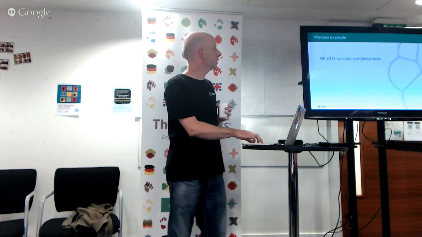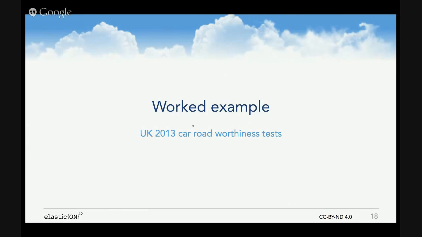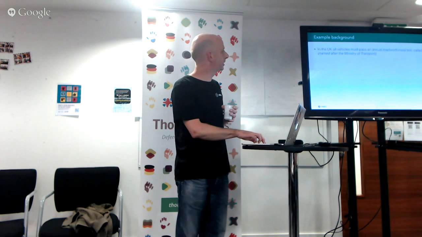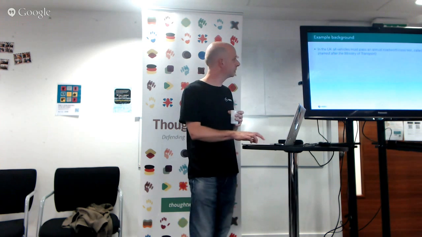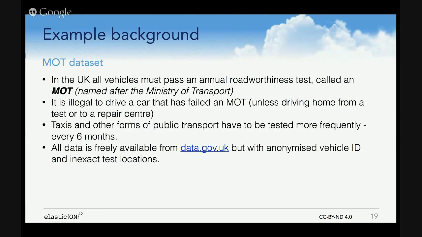So similar thing with the car roadworthiness tests. This is for the benefit of all the people who aren't from England and know what an MOT is. Yes, we have to have a roadworthiness test in the UK that checks the vehicle is roadworthy. It's illegal to drive a car that's failed an MOT unless you're taking it home to get it fixed or whatever. Another piece of trivia, taxis and other forms of public transport don't get tested annually, they get tested every 6 months. So that's the data that we're looking at.